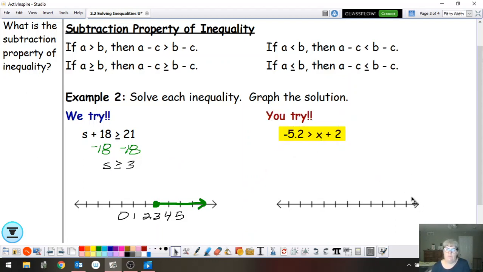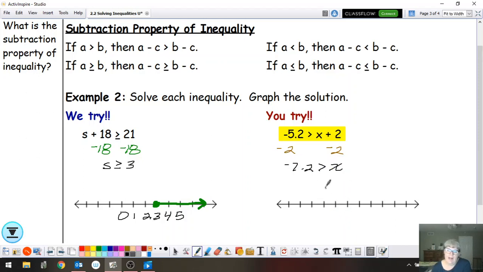Negative 5.2 greater than x plus 2. Now that you've had an opportunity to try, let's see how you did. Subtract 2 from each side. And we end up with negative 7.2 is greater than x.